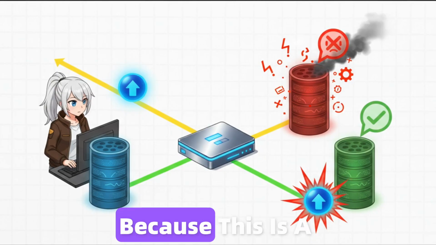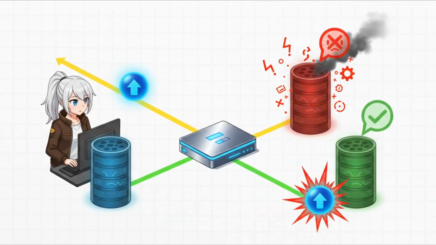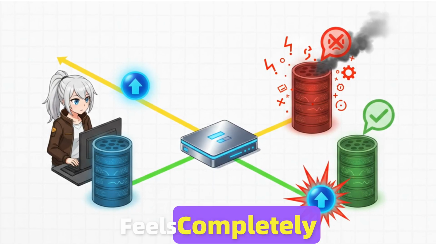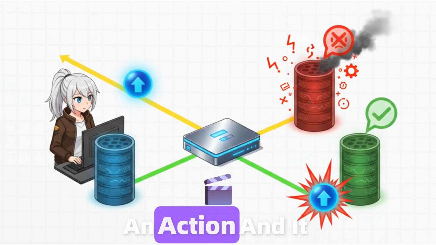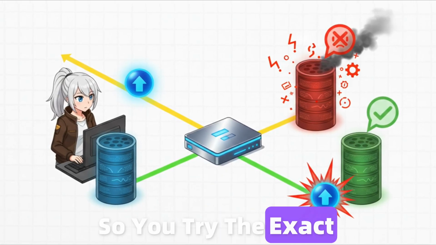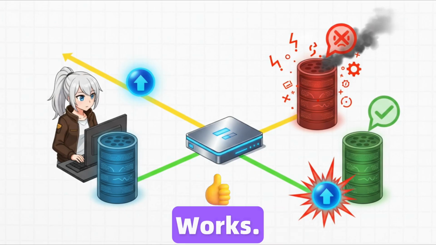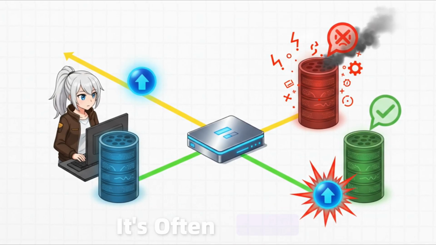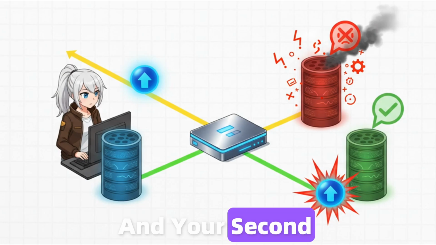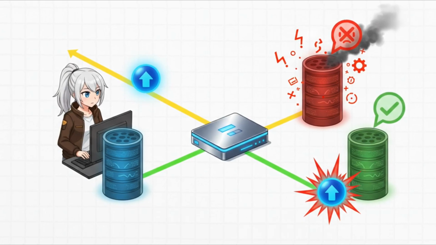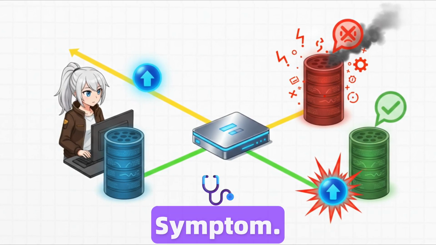Now listen up, because this is a huge tip for testers. If you ever come across a bug that feels completely random, suspect the load balancer. You try an action, and it fails. So you try the exact same thing again, and this time it works. What's going on? It's often because the load balancer sent your first request to a server that had a problem and your second request to a different, healthy server. That inconsistency is the number one symptom.